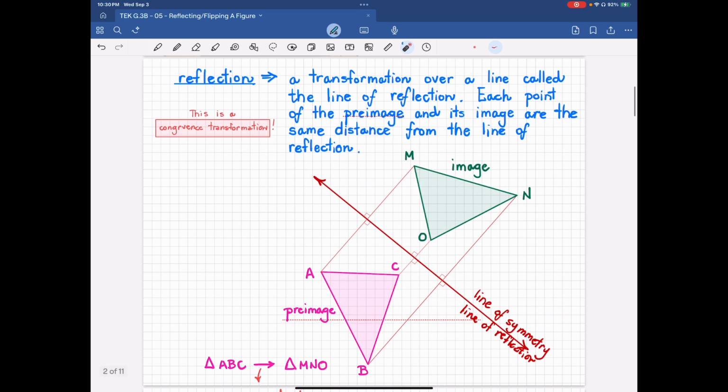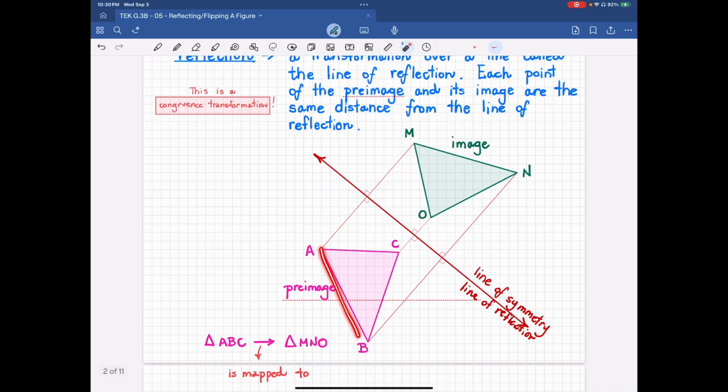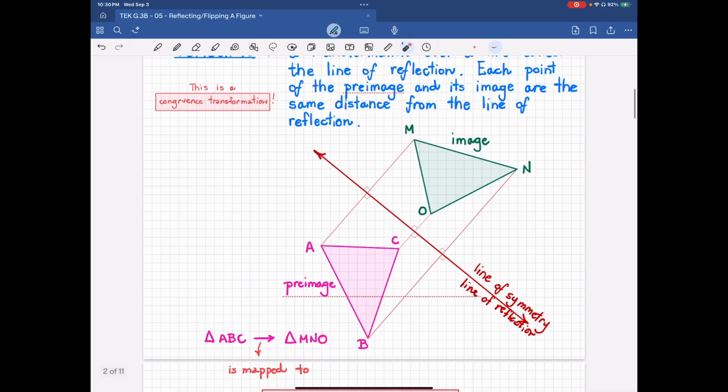Now we can say that triangle ABC is mapped onto triangle MNO. Note, A goes with M, B goes with N, and C goes with O. Those are corresponding vertices. This arrow means is mapped to, so we know that ABC and MNO, these two triangles, are linked. And if it's a reflection, these two triangles are congruent.